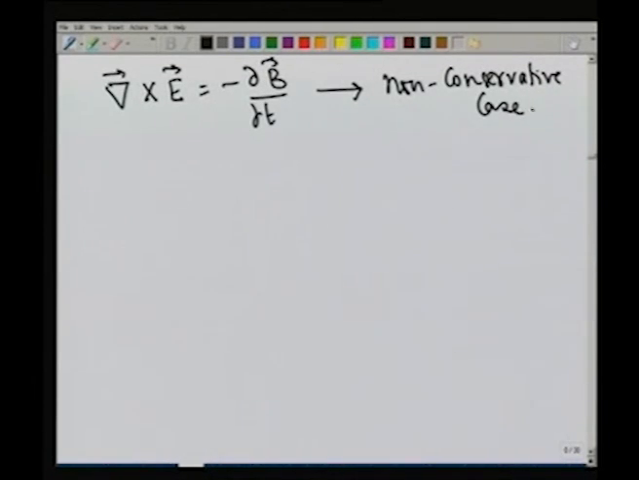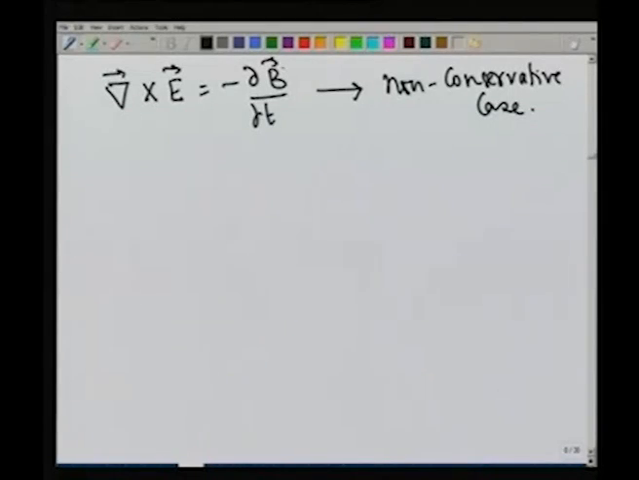However, at this stage we don't have to worry too much about this particular thing, because we are looking at static phenomena. Even if there were a magnetic field, my B would be independent of time. Therefore, ∂B/∂t is equal to 0, curl of E continues to equal 0, and then this will give rise to a conservative force.